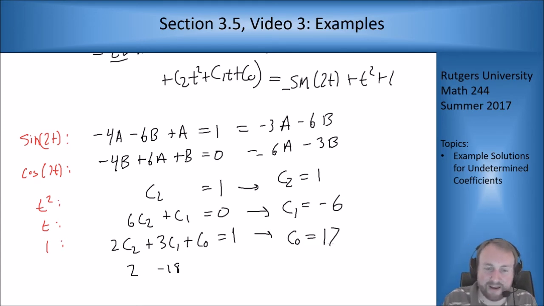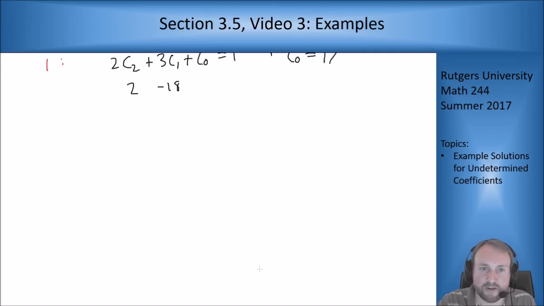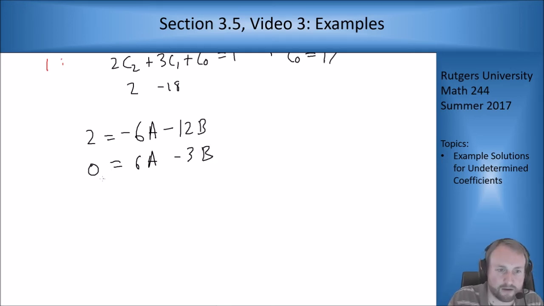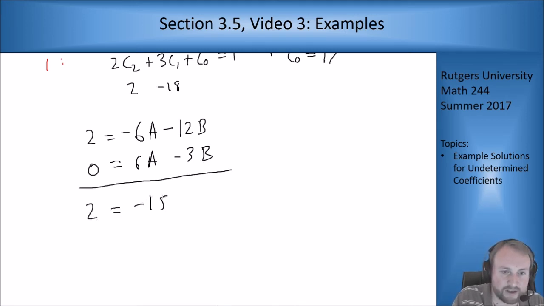Now I need to solve for my a constants. So what I'm going to do is double the first equation and then add them together. I'm going to scroll down a little bit. So if I double the first equation, I get 2 equals minus 6a minus 12b. 0 equals 6a minus 3b. I can add them together. 2 equals negative 15b. So b equals negative 2 over 15.